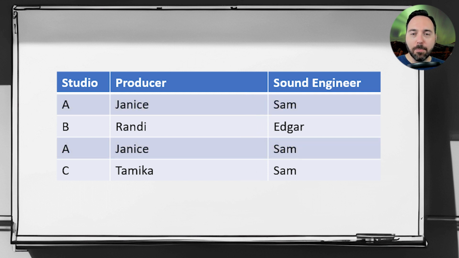But having Sam as the sound engineer does not determine who the producer is or which studio we are using. In this case, we also know that Sam pulls sound engineering duties for Tamika in Studio C. Now we get to what I think is the important question. How in the world do we actually figure out what these functional dependencies are?